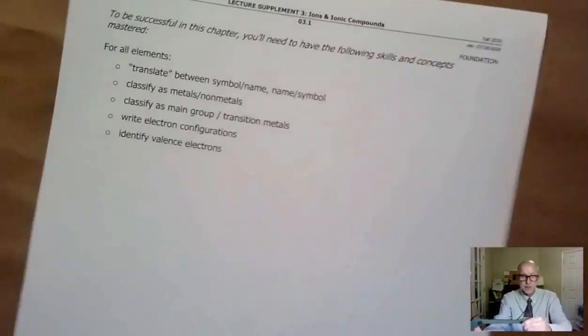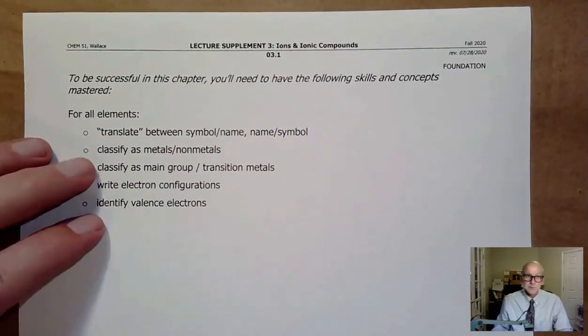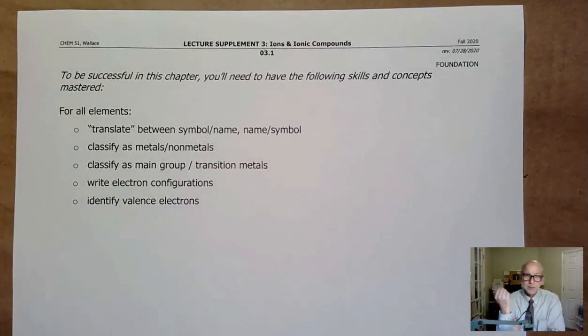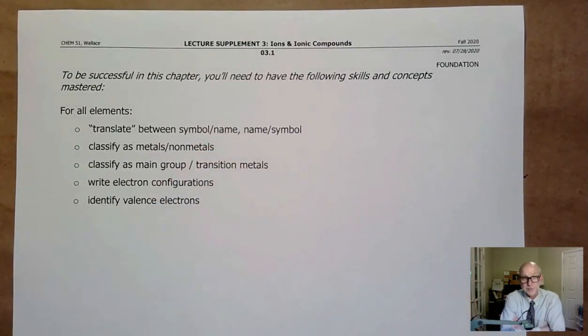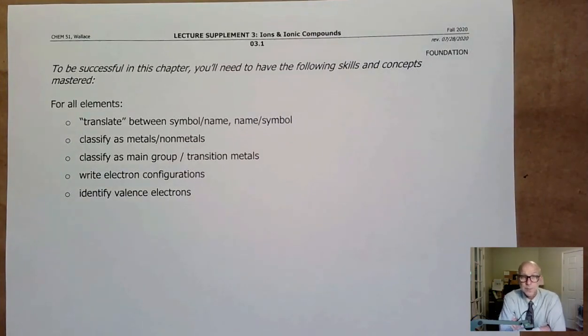Okay, now I've warned you about this. I'm going to lower this camera a bit. I've warned you about Chem 51 being a course that continues to build on itself. So already here we are in chapter 3, and I'm saying, by the way, you better know all your symbols and names for the elements. You better be able to recognize metals versus nonmetals, main group versus transition metals, write electron configurations, and identify valence electrons. If any of those things are rusty, I strongly recommend that you stop, go back and look at chapter 2 and pick those things up. Okay, there's the big picture.